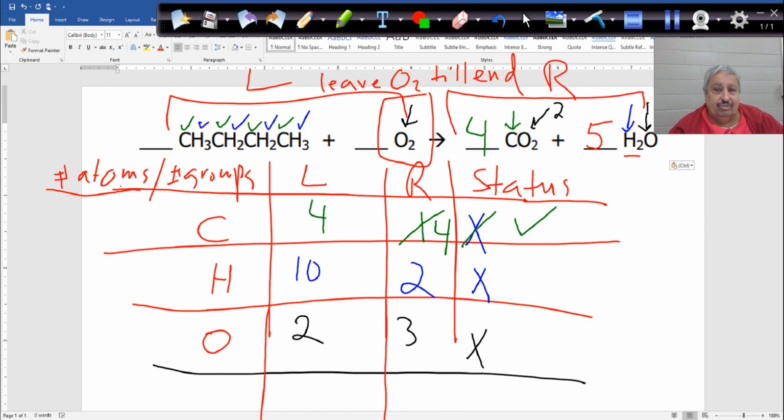Hydrogen is 10 at the left. 5 multiplied by 2, 10. Why do I put 5 in front? Because in the left hydrogen is 10, and here is 2. So now 5 times 2 is 10. So this is balanced. So the 4 balanced carbon, and the 5 balanced hydrogen.